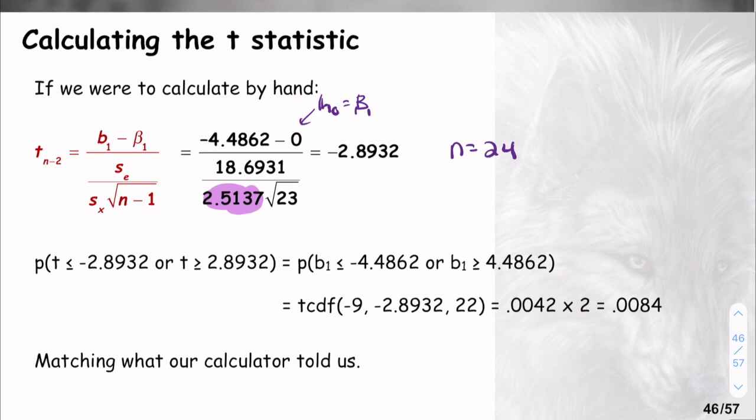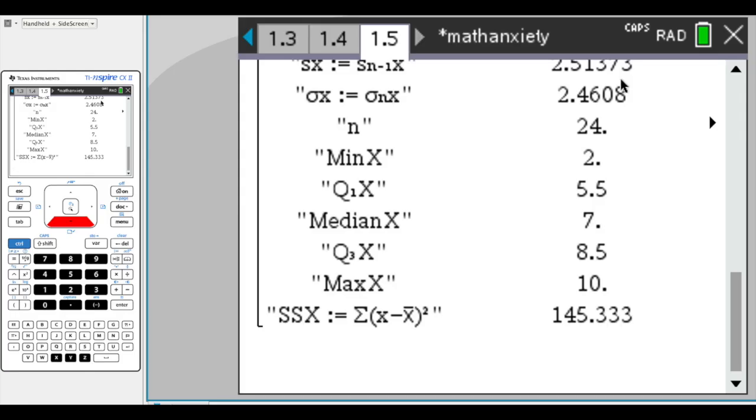If you plug all of those into your calculator and you had to do this by hand, remember we're finding our t value for n minus 2, and we get negative 2.8932. So that's our t statistic. How do we go from our t statistic to our probability? Well, again, if you recall, we're doing a two-tailed test.